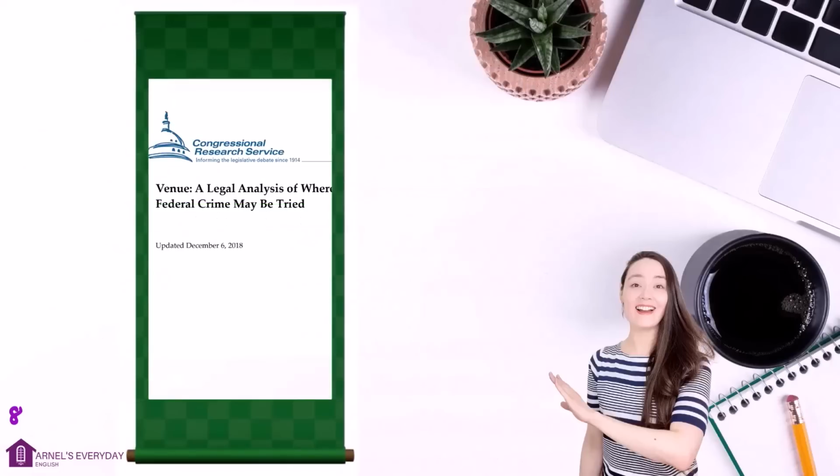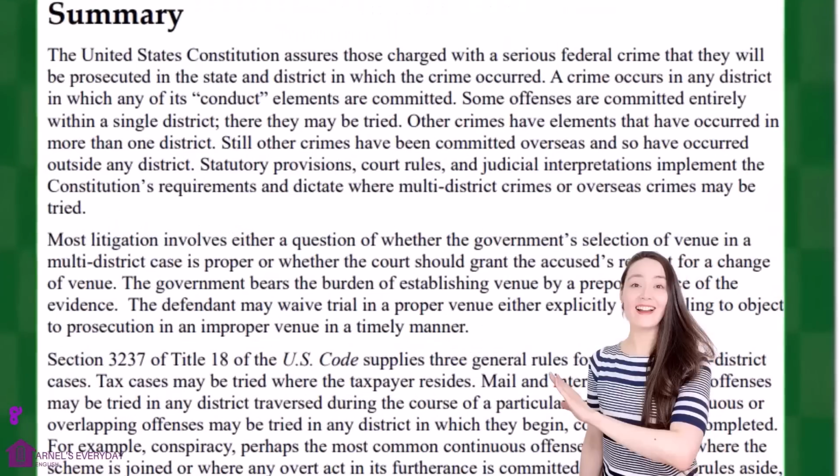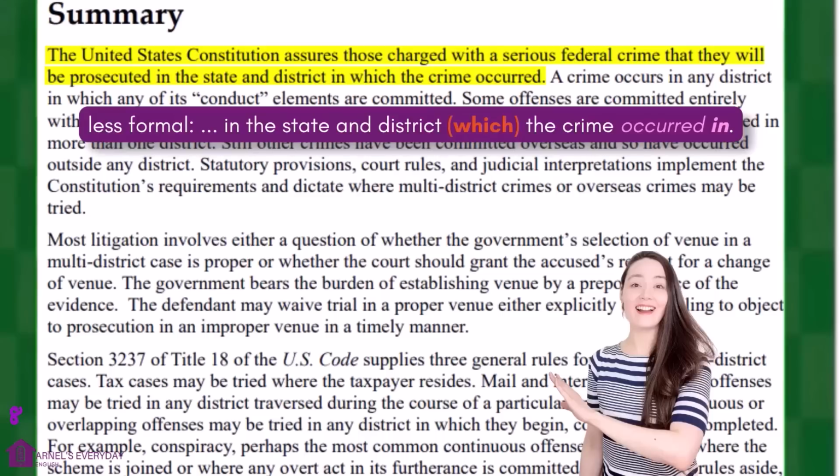Number 8, last example. Let's look at a legal document. Ooh, very formal. The United States Constitution assures those charged with a serious federal crime that they will be prosecuted in the state and district in which the crime occurred. Less formal, in the state and district which the crime occurred in.